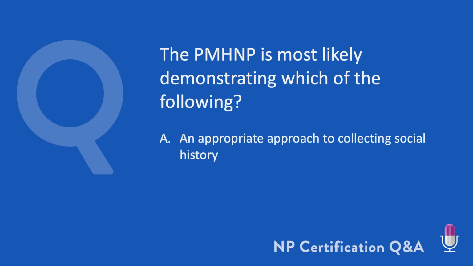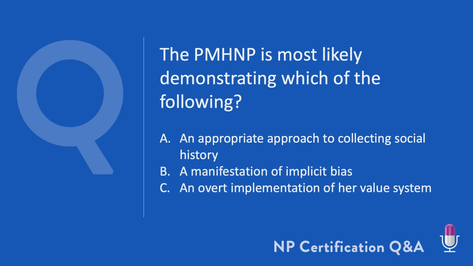A, an appropriate approach to collecting social history. B, a manifestation of implicit bias. C, an overt implementation of her value system. Or D, a conscious disregard for alternative lifestyles.